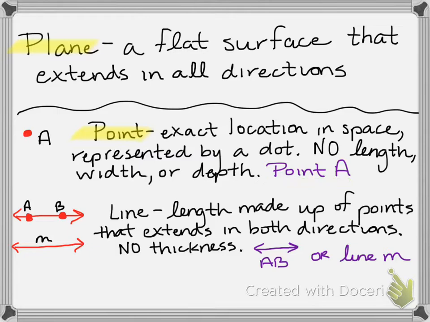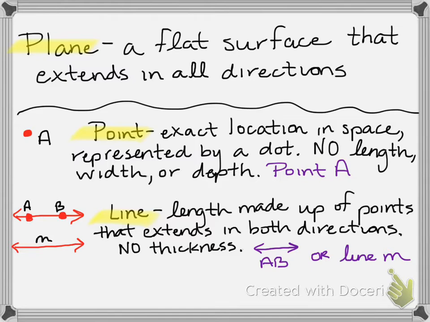All right, the next one is a line. I have two examples of lines drawn, but a line is a length and it's made up of points. If you think about a number line, it's made up of lots of different points. And it extends in both directions forever and ever. It never stops, but it has no thickness. It's just a line on paper.